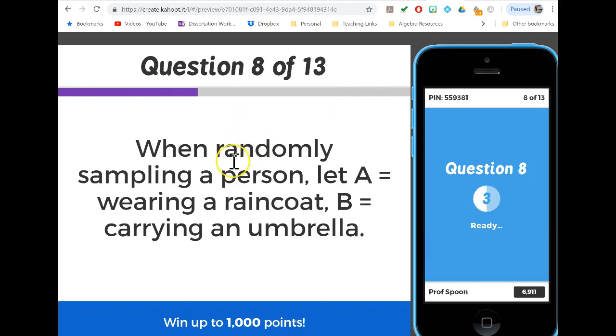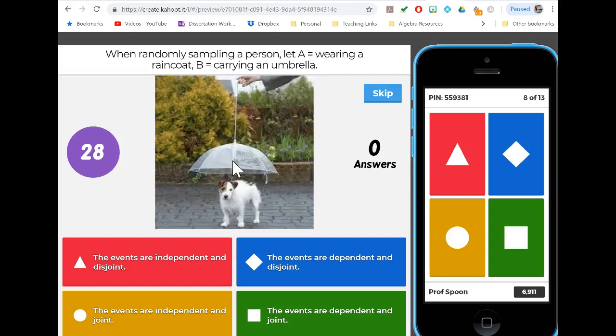Randomly sampling a person. That's our phenomenon. Our events are A, wearing a raincoat, and B, carrying an umbrella. Is it possible for someone to wear a raincoat and carry an umbrella? Yes. So we have joint events. Do these two things depend on one another?